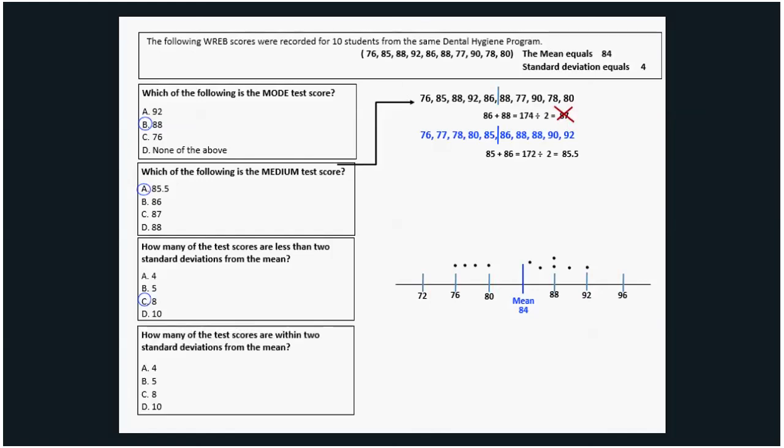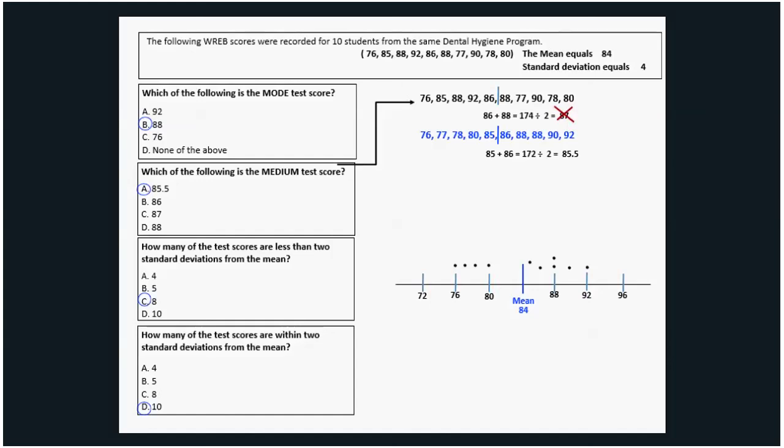Now, how many of the test scores are within 2 standard deviations? If we say within, then we're going to count all of them, and that's going to be 10 there. Now, when we talk about skewed distributions, that means which way does it slide off into infinity, okay?